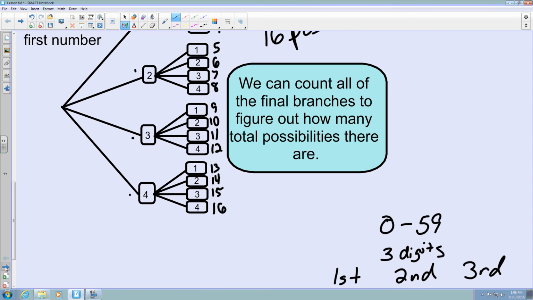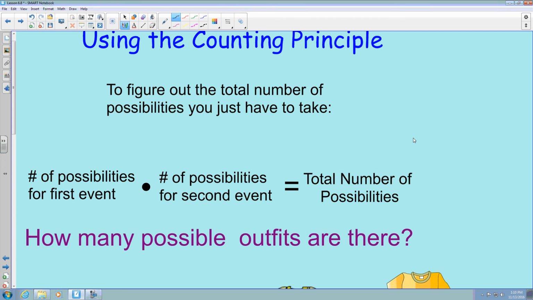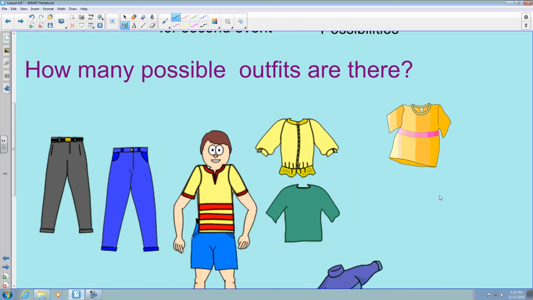If we go to the next page, this is just being able to figure out the total number of possible outcomes that you can have. You take the number of possible outcomes of the first event times the number of outcomes in the second event, which will equal the total possible outcomes. If there's a third event, like we did with the locker combinations, you can just add another event.